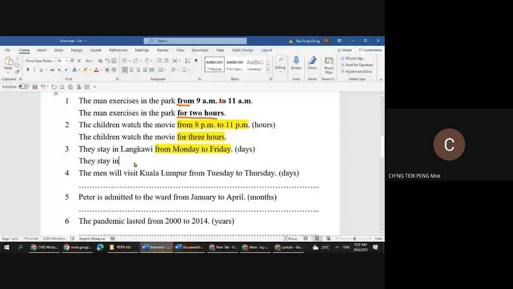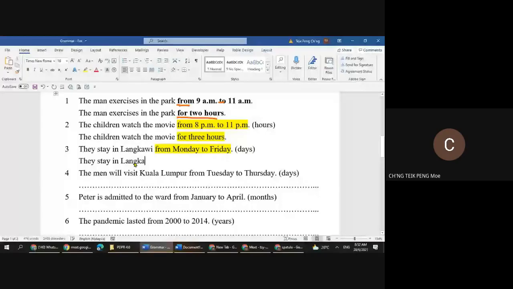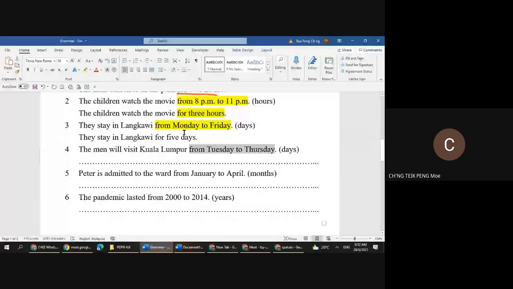Can you read the whole sentence? They stay what? They stay in Langkawi for 5 days. Yes, for 5 days. Okay, good. And then number 4, the man will visit Kuala Lumpur from Tuesday to Thursday. Okay, so you have to include Thursday. Kena masukkan hari Khamis juga.